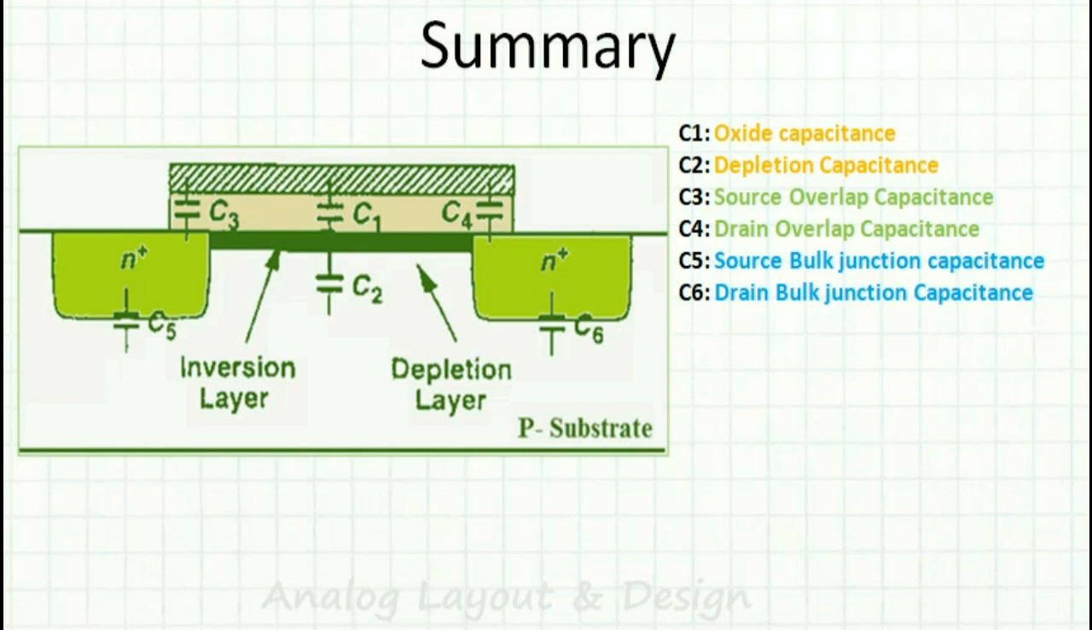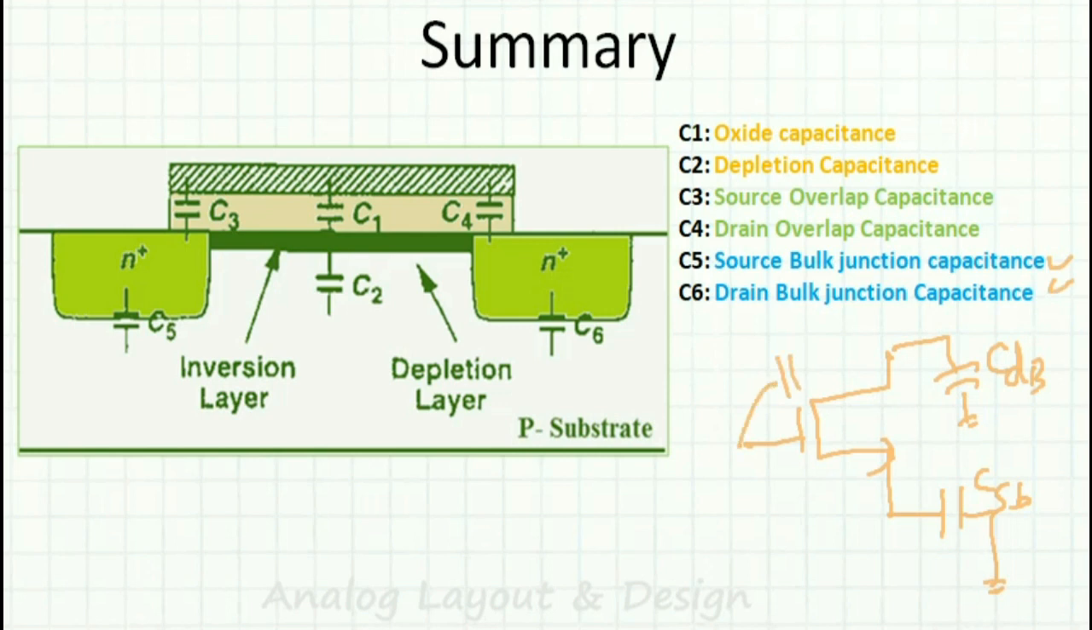Okay, so if you see the MOSFET, normally we have all these capacitances. So this is the source bulk, this is the CDB, which are the junction capacitances, and we have what is known as the CGD and CGS, which are the overlap capacitances. Oxide capacitance is between the gate and this one. Oxide and depletion capacitance is between gate and substrate. So hope the capacitances are clear.